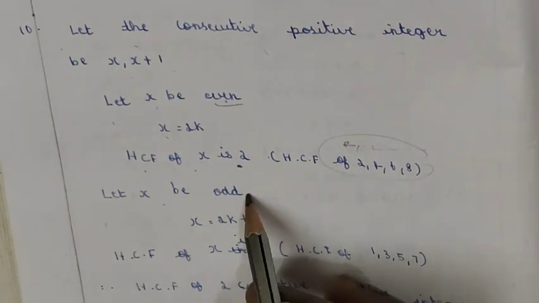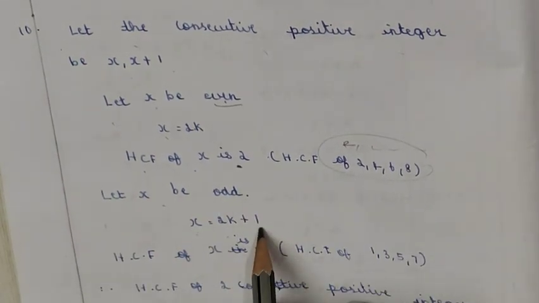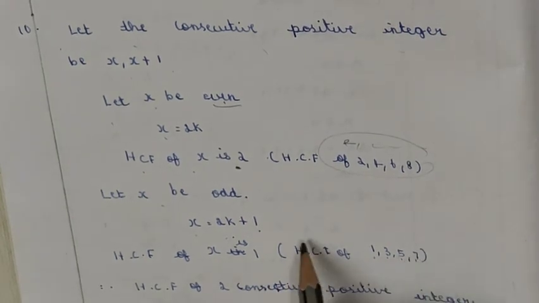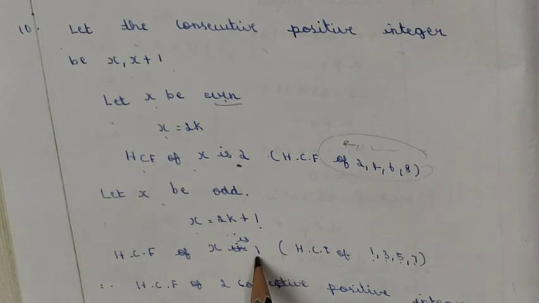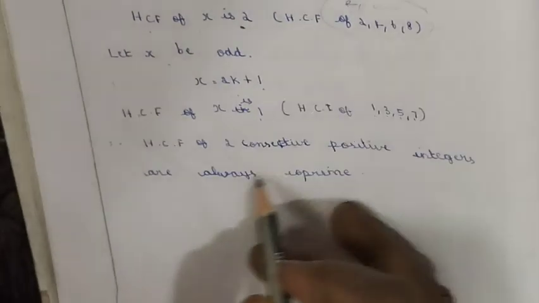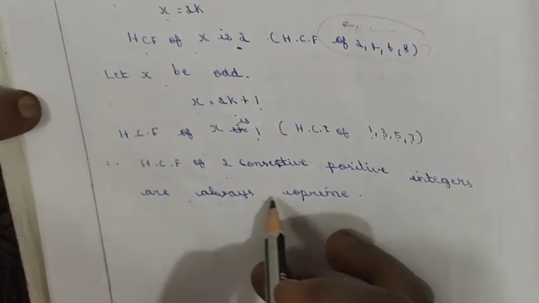Now let x be an odd number. x equals 2k plus 1. That is 1, 3, 5, 7. HCF of all these odd numbers is 1. So two consecutive positive integers are always co-prime.